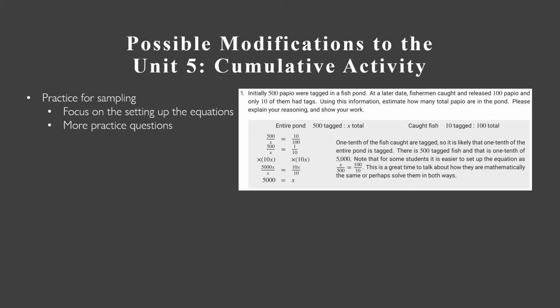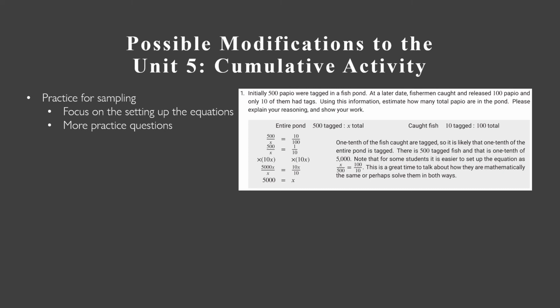In our example, we've set it up as 500 over x equals 10 over 100. This is correct, but so is the equation we get when we take the reciprocal of both sides. So x over 500 equals 100 over 10 is also correct and will give us the same answer. However, if we take the reciprocal of just one side, then we have erroneous equations. For example, 500 over x equals 100 over 10 is wrong, and so is x over 500 equals 10 over 100.